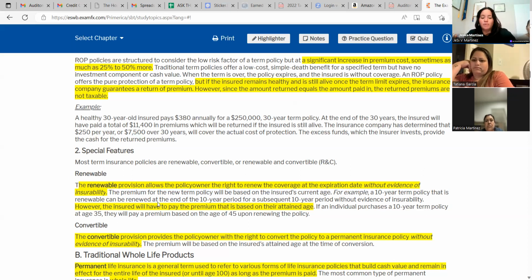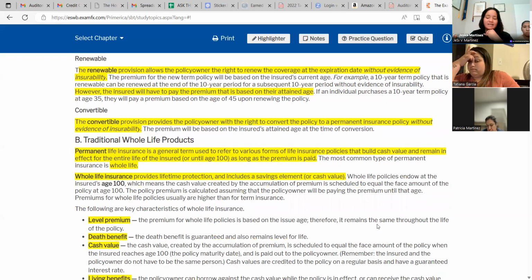Convertible means the provision that provides the policy owner with the right to convert the policy to a permanent insurance policy without evidence of insurability. So you can convert it into a whole life policy without the medical records. So conversion is basically when you have one type of life insurance and you're going to change it into another type of life insurance, right? Renewable is when you're going to renew and keep the same terms of the insurance, like keep the same type of insurance that you have. Okay. Some of them may say they're both, convertible and renewable. But that's basically what they mean.